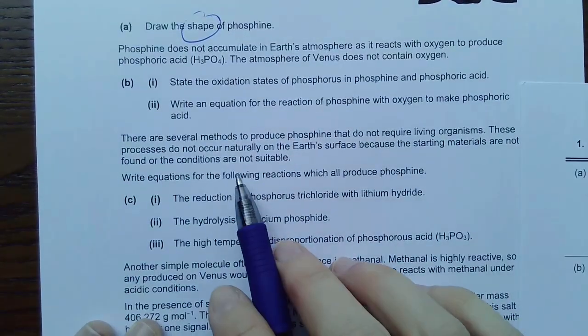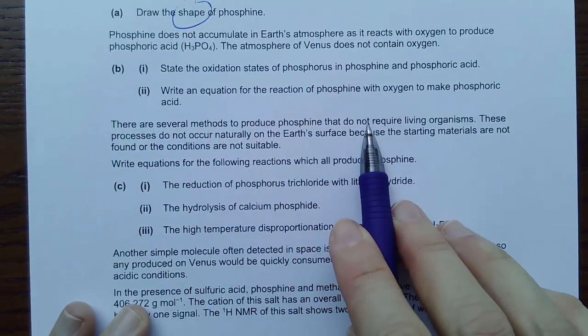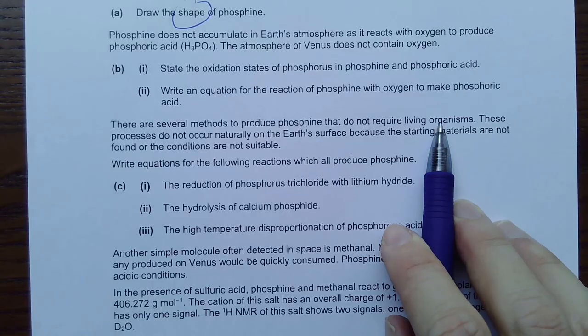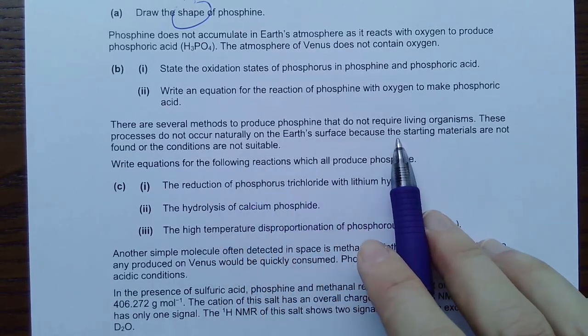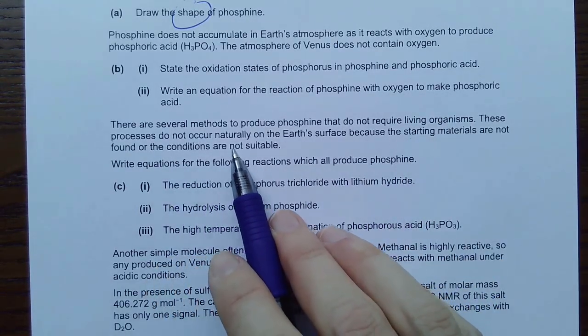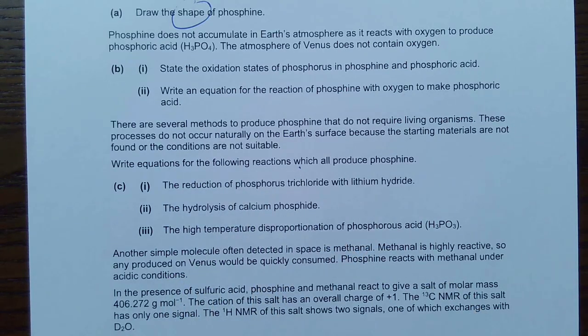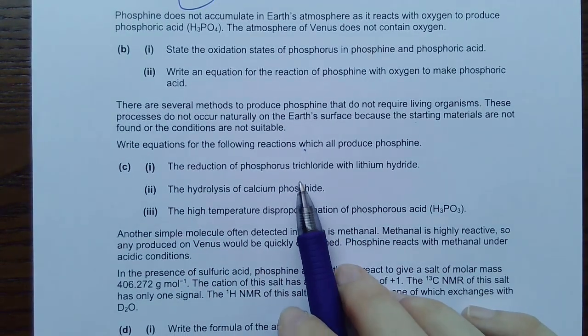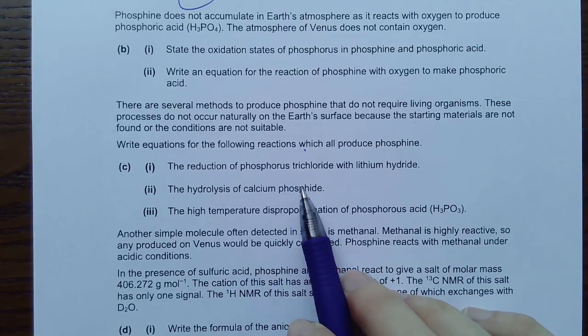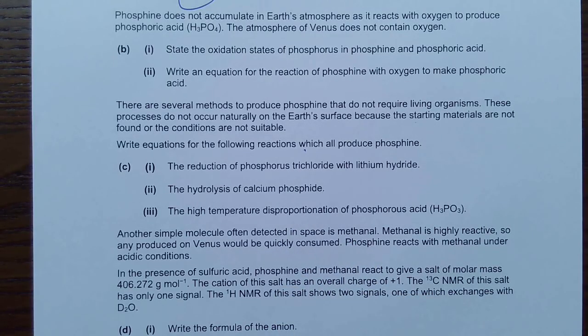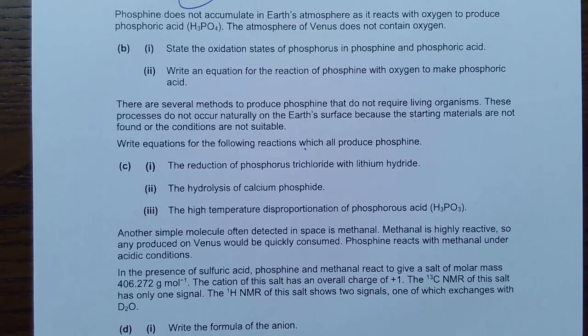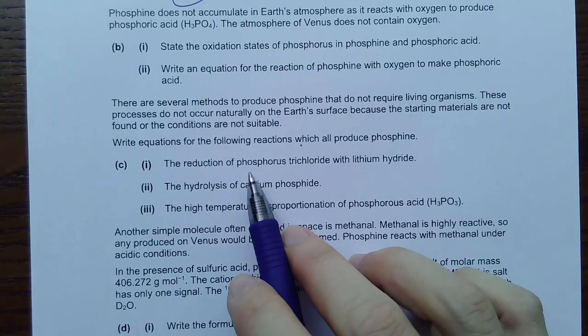Then there are several methods to produce phosphine that do not require living organisms. These processes do not occur naturally on the Earth's surface because the starting materials are not found or the conditions are not suitable. Write equations for the following. So 3 more equations, okay? I feel like these are all quite straightforward. Usually when you're asked to write an equation from a description, it can get a little bit tricky, but these are fairly okay.